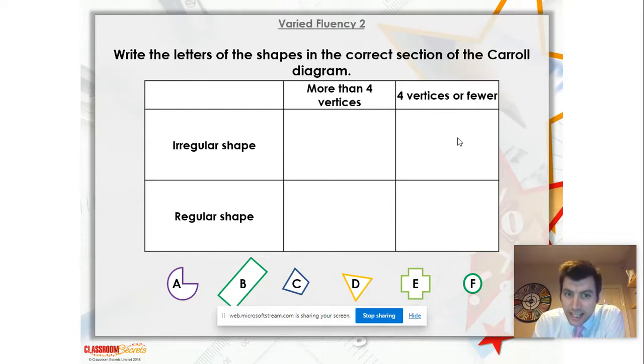Now, can you see where A, B, C, D, E, and F should go? So look at the number of vertices. So remember, that's our synonym for corners. And remember then if it's regular, so it's got equal sides, or if it's irregular, so it's got sides which are of different lengths. Okay, see if you can sort that out. Pause the video while you have a go.